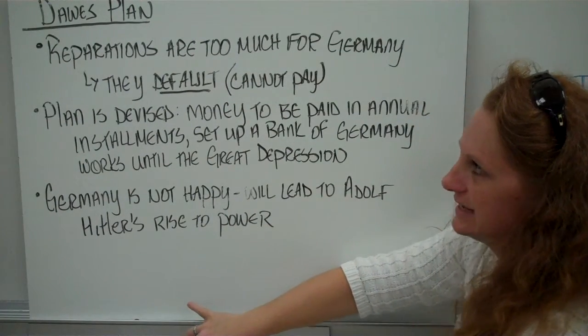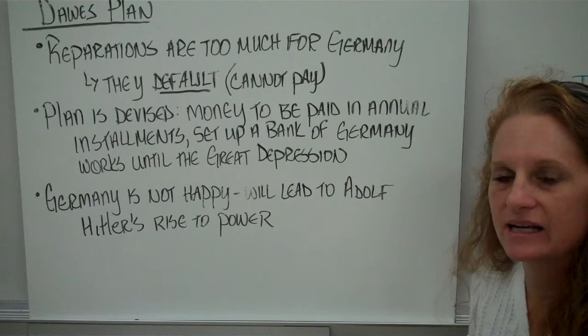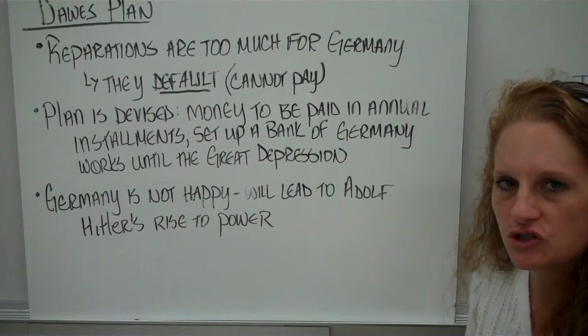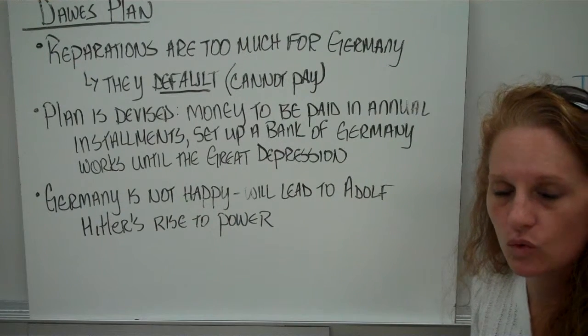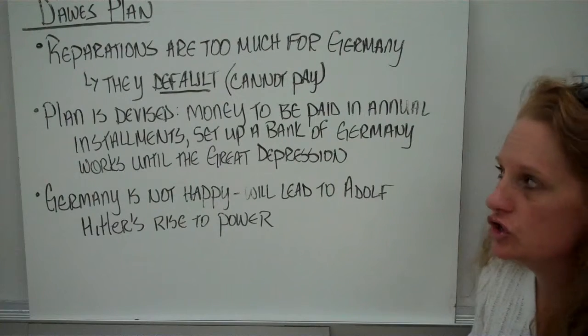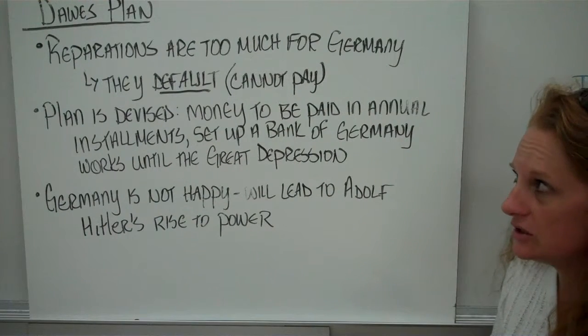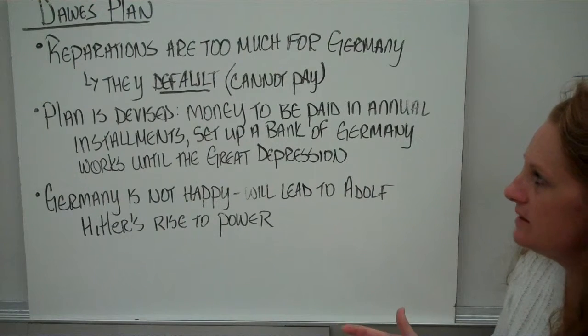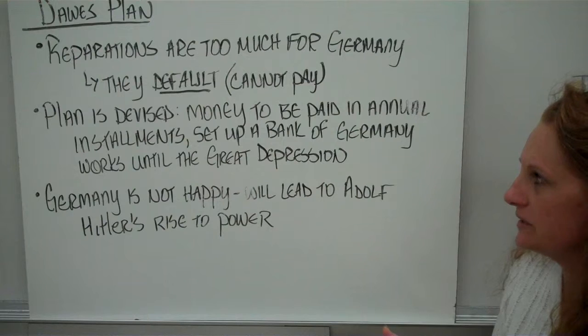The Dawes Plan. Germany goes into a state of hyperinflation. They just start printing money left and right trying to pay this war debt. And their money has no value. So they're not able to pay the war debt. And they default. So a plan is devised, the Dawes Plan. The money would be paid in annual installments, and a Bank of Germany was set up.